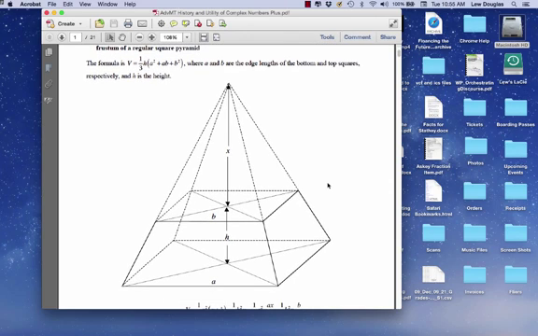So in this case, the side of the square base is a. The side of the smaller square cut is b, and the height of the frustum is h. And it turns out that there's this formula. The volume is 1/3 the height times a squared plus ab plus b squared, where a and b are the edge lengths, as I said.